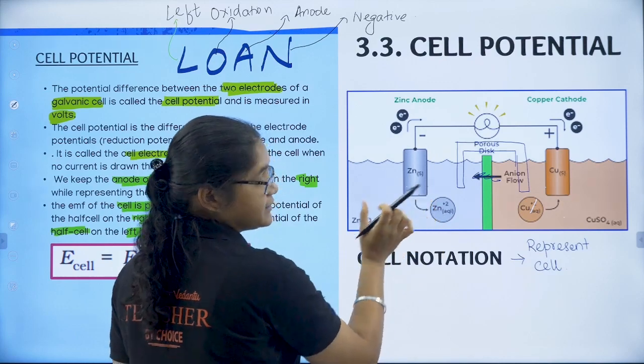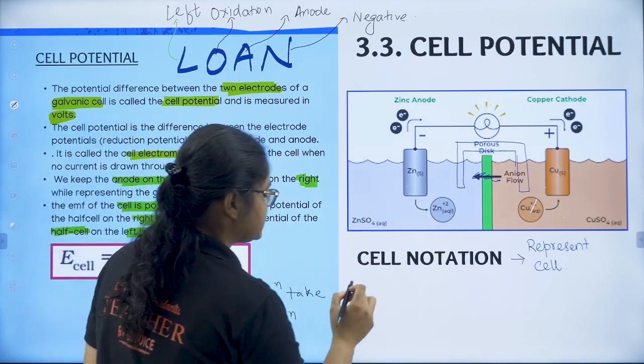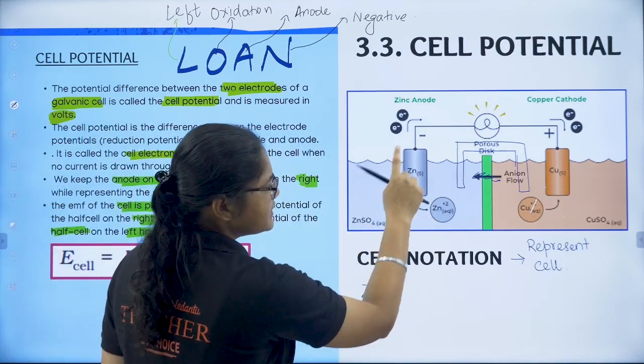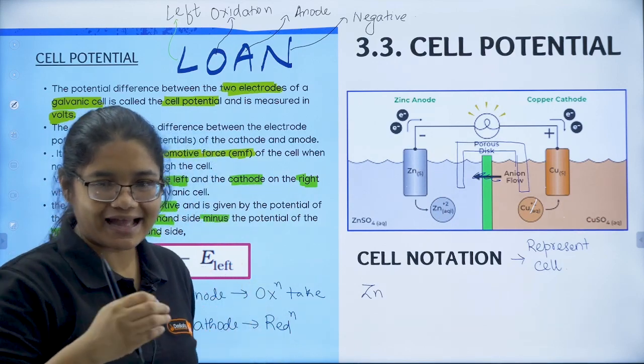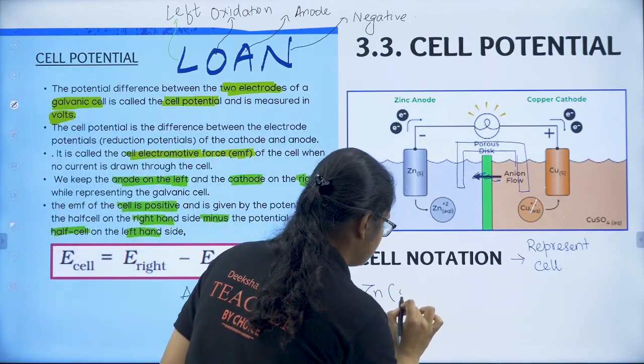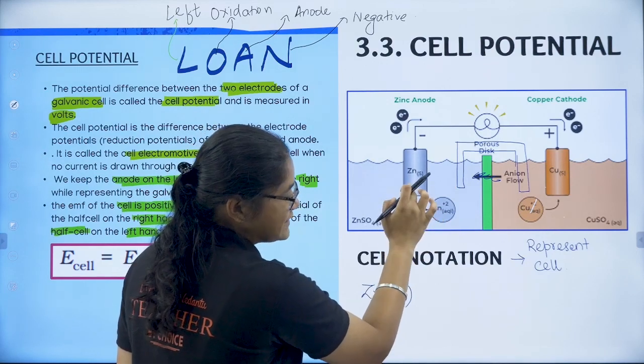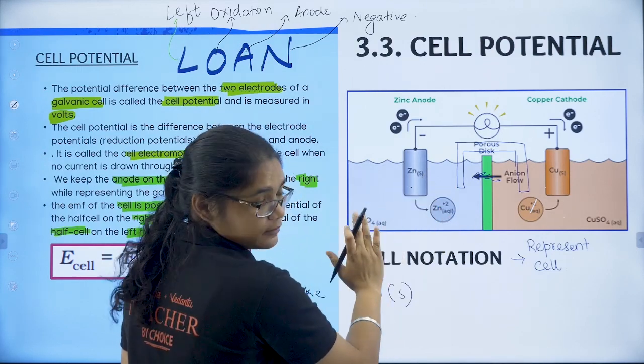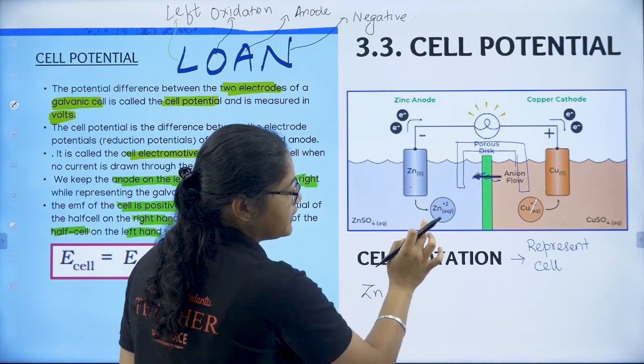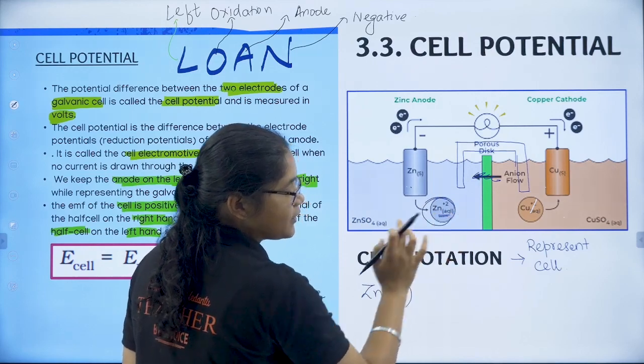What is on the left hand side? Zinc rod is there. So let us write down zinc rod. What is the physical state? Is it solid, liquid, gas? Solid state. So let us write down solid. Now when this is solid, and then what is this? Zinc in contact with zinc sulfate, right? What is the Zn component here? Zn2+, and it is in aqueous media.